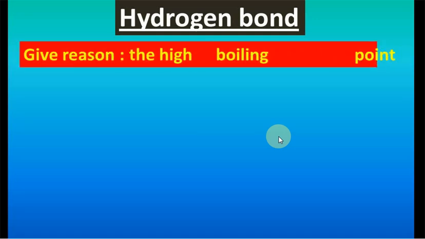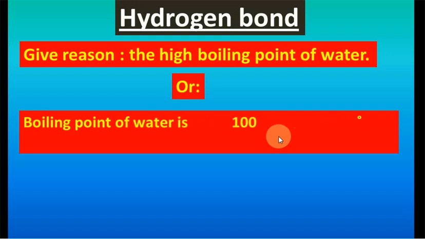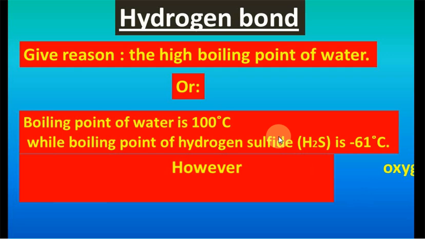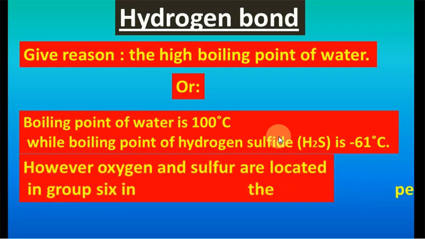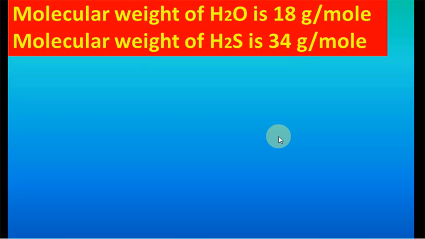Give reason for the high boiling point of water. The boiling point of water is 100 degrees Celsius. Another form of this question: the boiling point of water is 100 degrees Celsius, but that of hydrogen sulfide is minus 61 degrees Celsius, however oxygen and sulfur are located in group 6 in the periodic table. Another form: the molecular weight of water is 18 gram per mole, but that of hydrogen sulfide is 34 gram per mole.